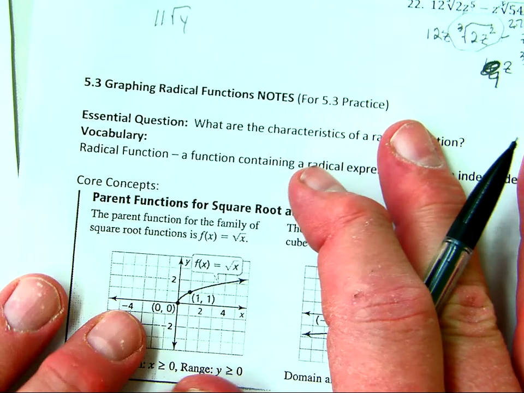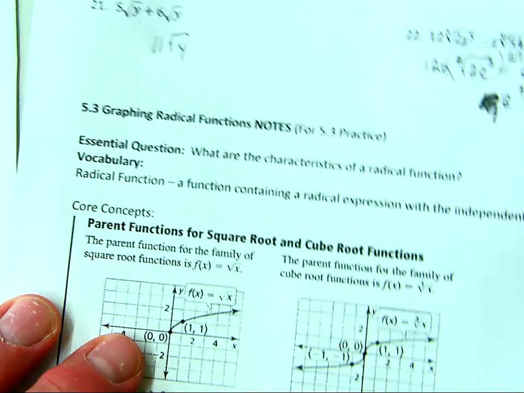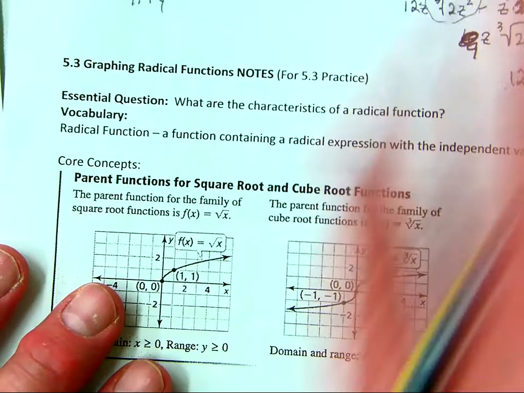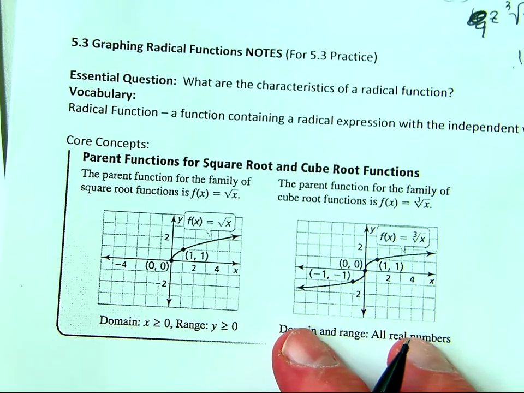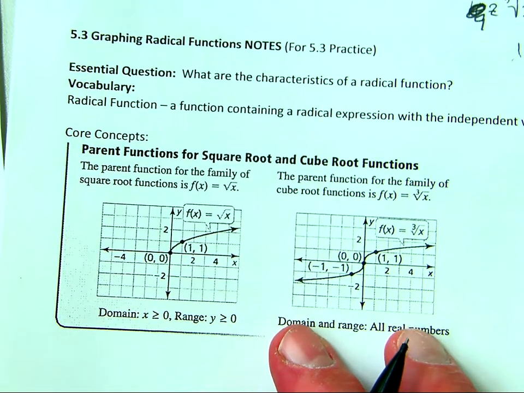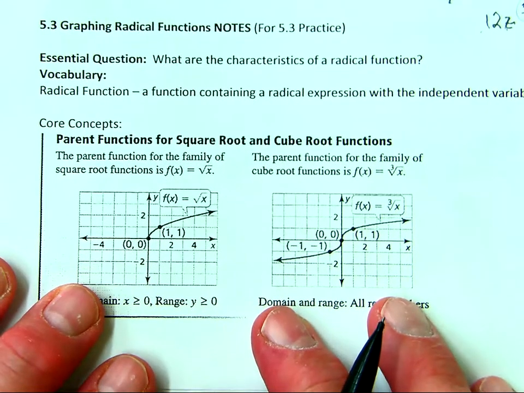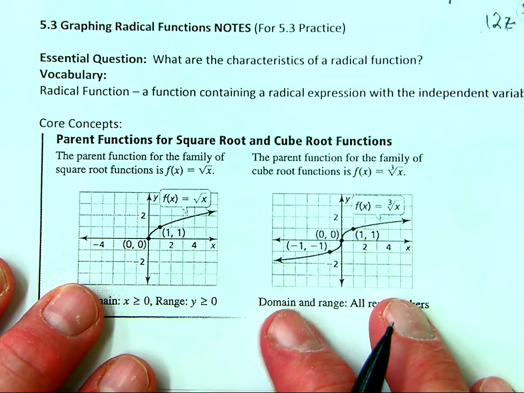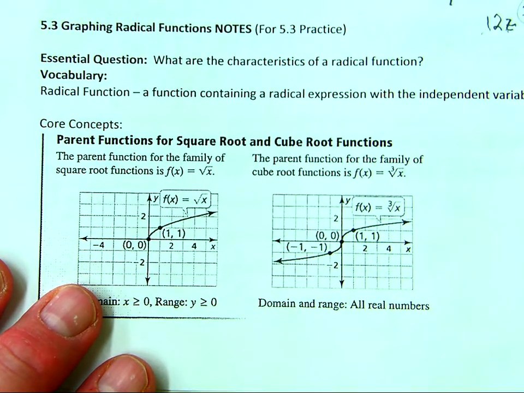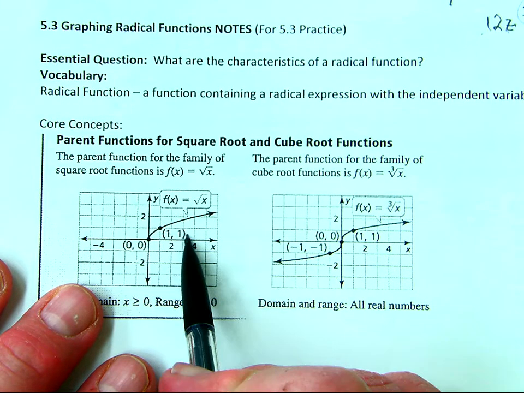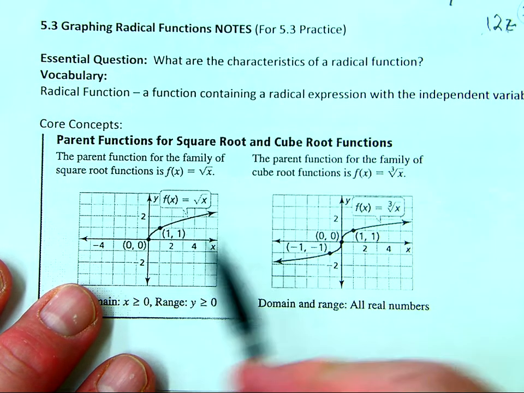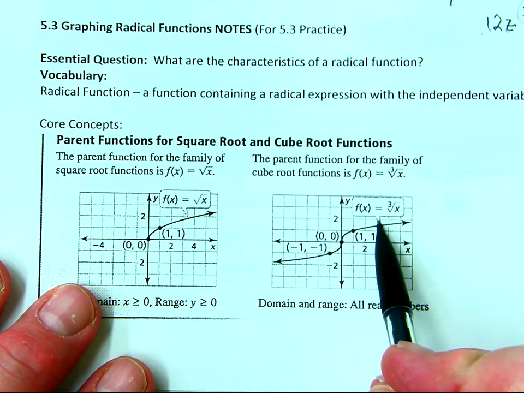All right, let's talk about section 5.3. This one's actually a fairly short one. It's talking about graphing some radical functions. Now, the two most common ones you do are square root and cube root. And actually, the other ones look very similar to these. Like any even roots look very similar to a square root. Any odd roots look very similar to a cube root.